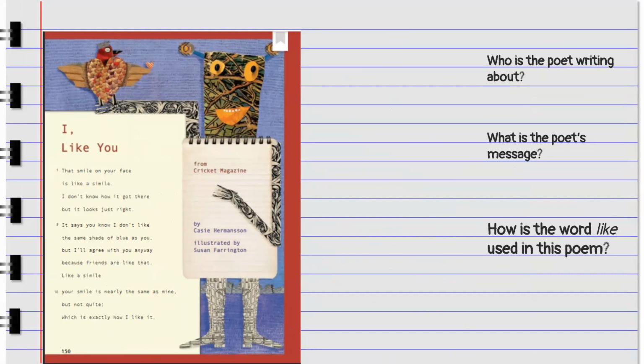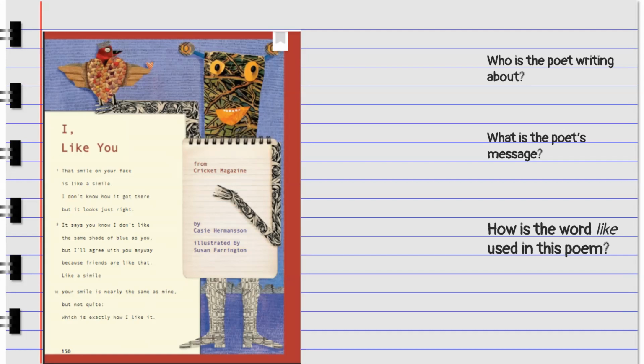All right, scholars, I'm going to read. That smile on your face is like a simile. I don't know how it got there, but it looks just right. It says, you know I don't like the same shade of blue as you, but I'll agree with you anyway, because friends are like that, like a simile. Your smile is nearly the same as mine, but not quite, which is exactly how I like it.